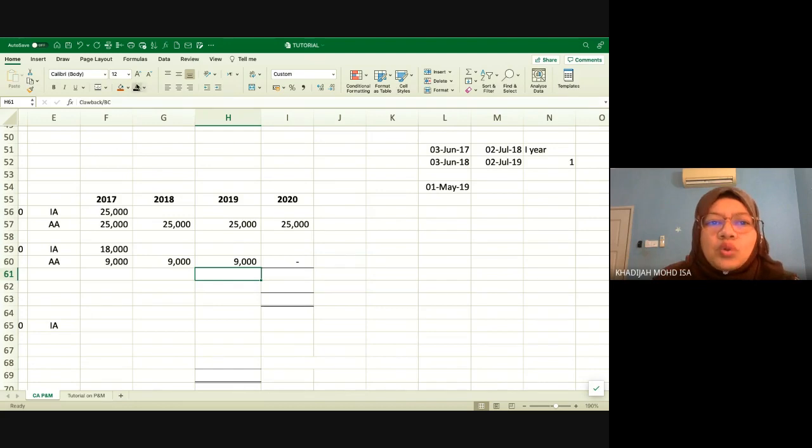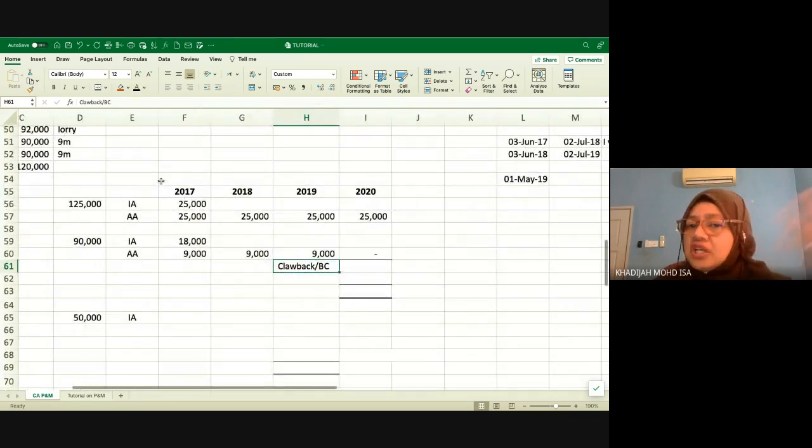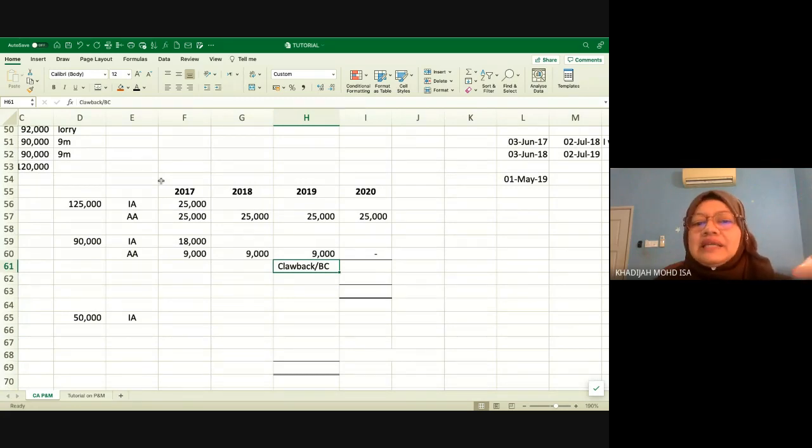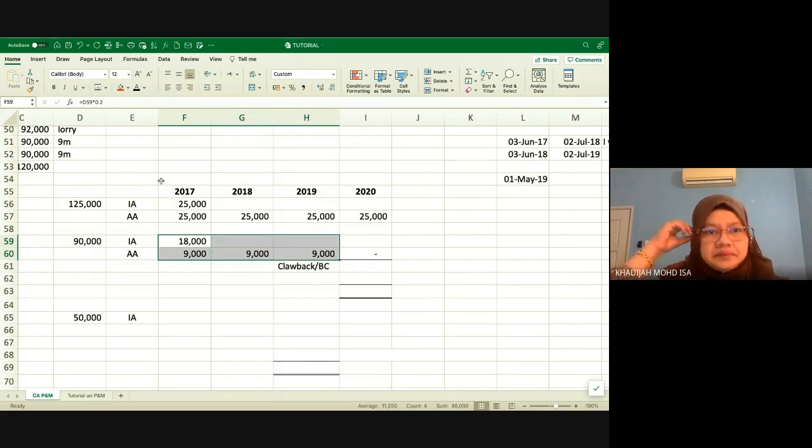So why do you have to claw back? Because the asset was disposed of within 2 years without any commercial justification. If there is a commercial justification, it's okay, then you do a normal disposal. But in this case, you have to claw back. It means whatever I have given you, I'm going to take back. I've given you total deductions of 45,000, so I'm going to take it back in the form of a balancing charge. Remember that all these allowances for 17, 18, 19 are given as a deduction, capital allowance. So how am I going to take back the 45,000 that I've given you for the last 3 years? I'm going to impose a balancing charge.